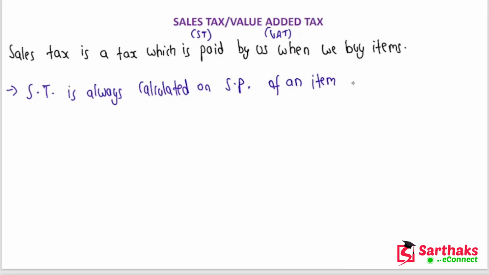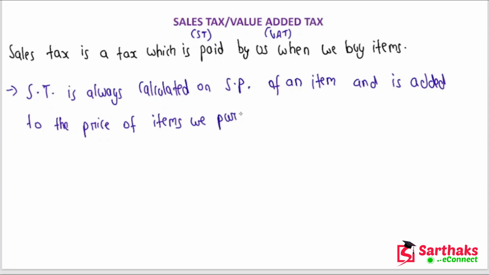And it is added to the price of items we purchased. Okay, so basically sales tax is calculated on a selling price.